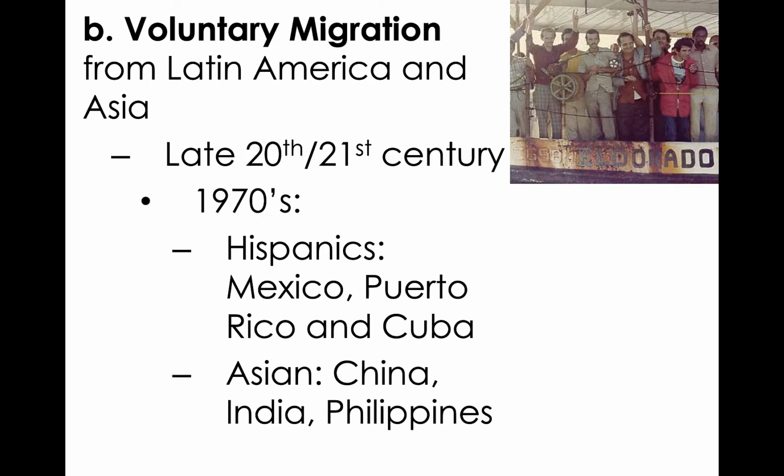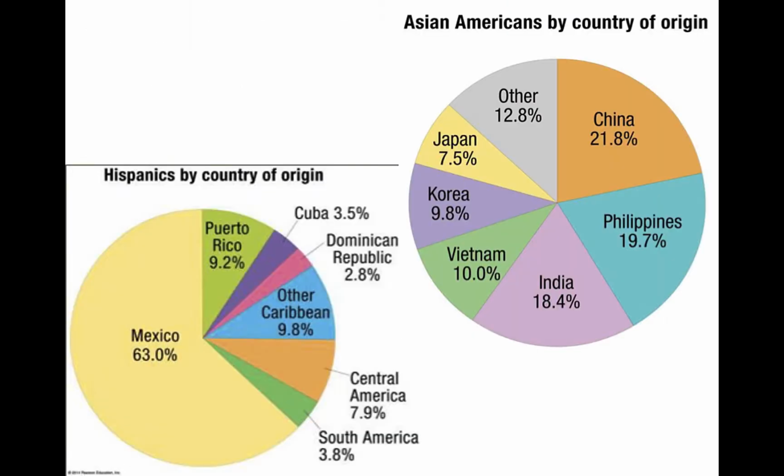In the late 20th and 21st centuries, this is primarily where we see those, and we talked about this in the migration chapter. So starting especially in the 1970s, we see a lot of Hispanic or Latino people from Mexico, Puerto Rico, Cuba, and we see a lot of people from Asia migrating to the US, especially China, India, and the Philippines.